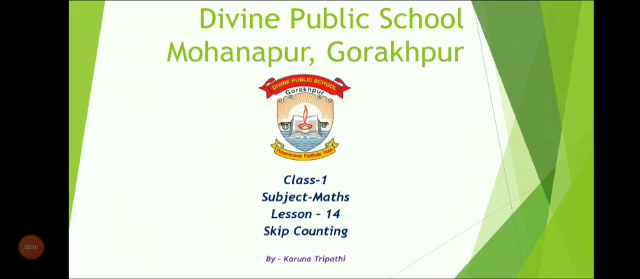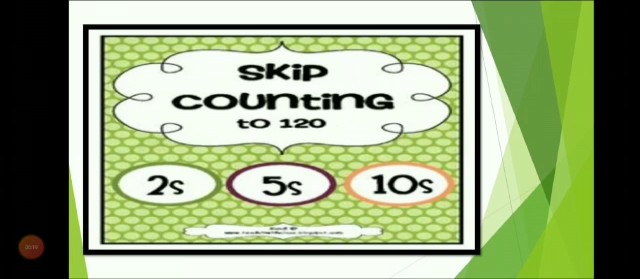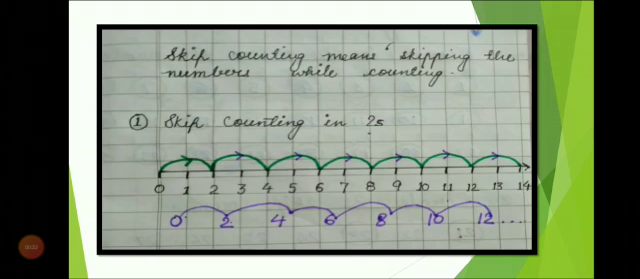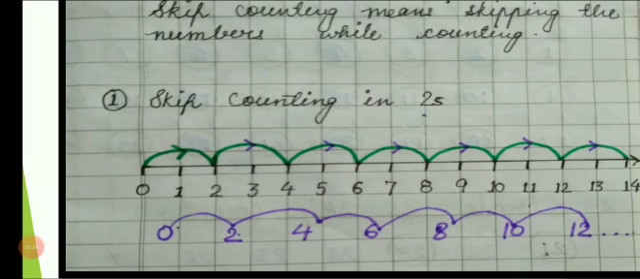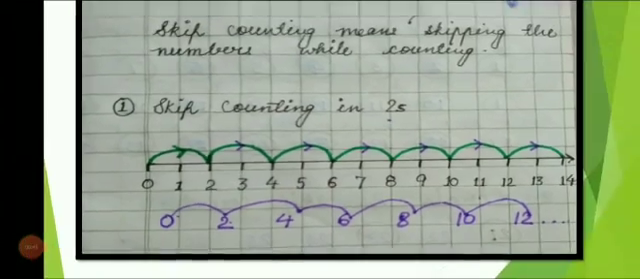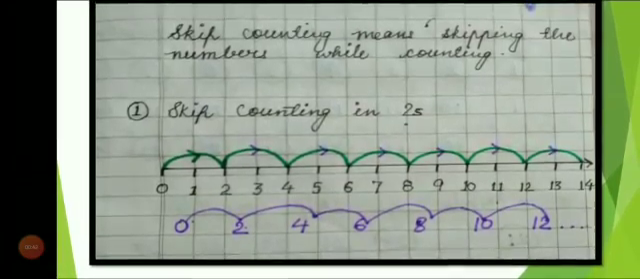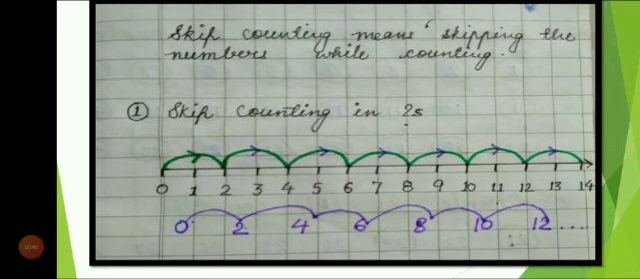Today, we will learn lesson 14, skip counting. Students, skip means to jump. Okay. So let's start. Skip counting. Students, skip counting means skipping the numbers while counting. So let's take our first topic, skip counting in 2s. Students, to learn skip counting, first we have to draw a number line as I have shown here. First, we will draw a number line and write numbers in sequence on the line. Okay. And then start counting.